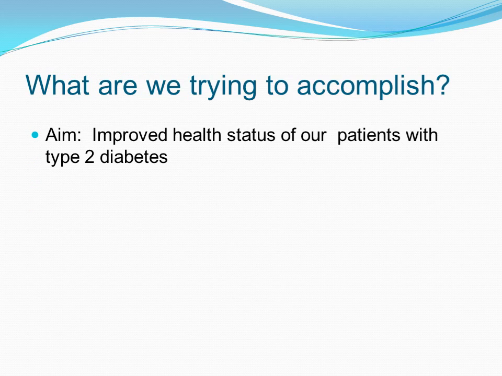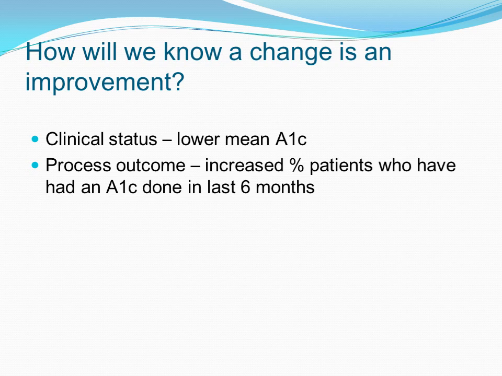So what are we trying to accomplish? Well, we want to improve the health of our patients with type 2 diabetes. That's pretty straightforward. How will we know that we've improved the health of our patients with type 2 diabetes? Well, 2 ways. We're going to look for a lower A1C, average A1C. Mean means average. Forgive me, sometimes I throw in scholarly terms. So a lower average A1C. And we're looking for a process outcome, which is an increase in the percentage of patients who've actually had an A1C done in the last 6 months.